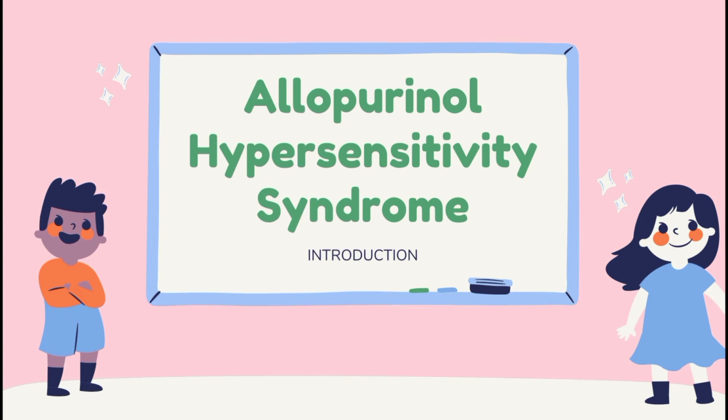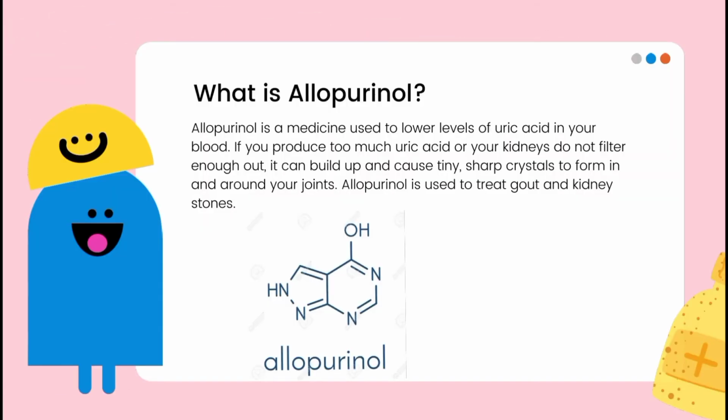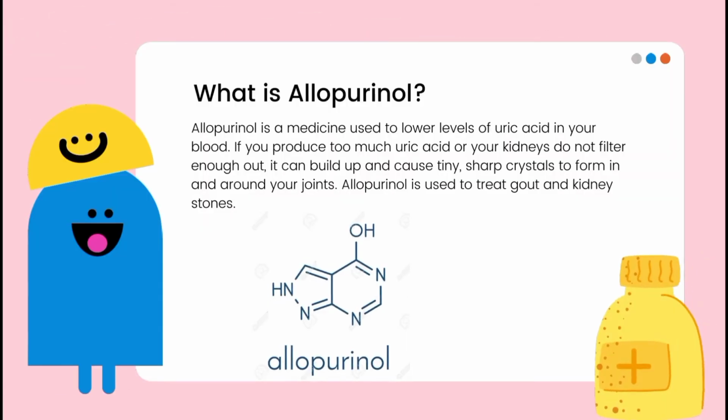My assigned topic is allopurinol hypersensitivity syndrome. Let us define first what is allopurinol. Allopurinol is a medicine used to lower levels of uric acid in your blood. If you produce too much uric acid or your kidneys do not filter enough out, it can build up and cause tiny, sharp crystals to form in and around your joint. Allopurinol is used to treat gout and kidney stones.